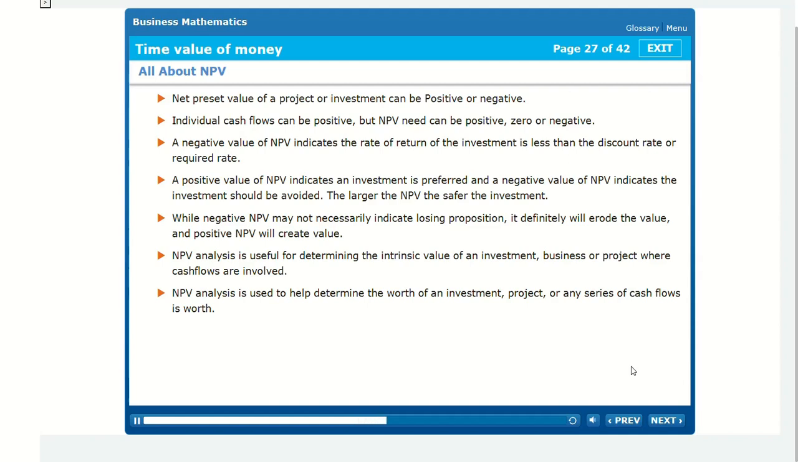While negative NPV may not necessarily indicate a losing proposition, it definitely will erode the value, and positive NPV will create value. NPV analysis is useful for determining the intrinsic value of an investment, business or project where cash flows are involved. NPV analysis is used to help determine what an investment, project, or any series of cash flows is worth.